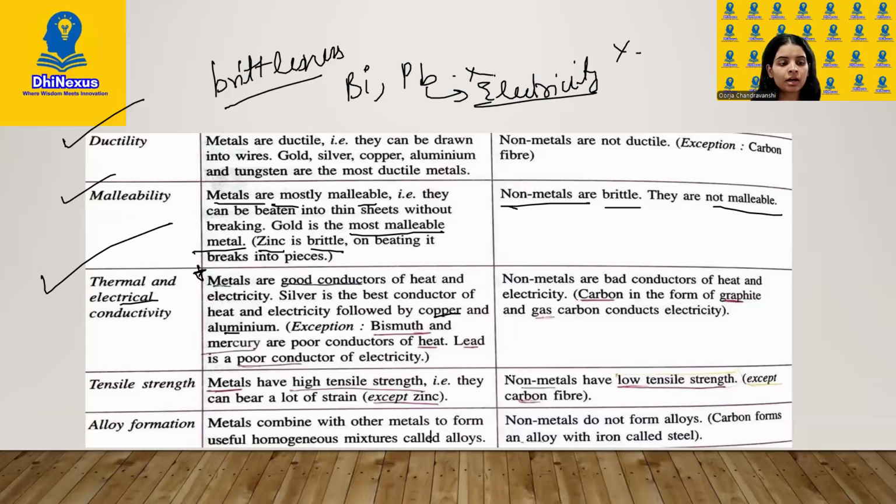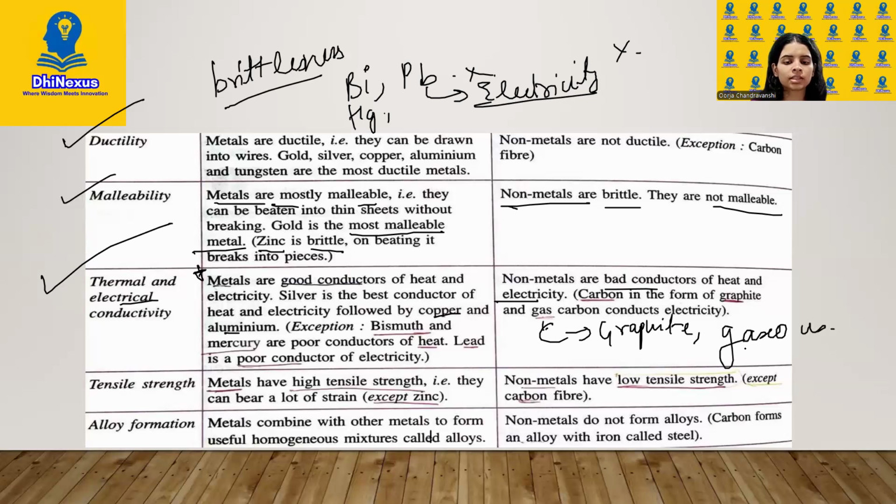Don't get confused. Mercury, bismuth, these are poor conductors. A student once asked me, why do we call mercury a poor conductor of heat, although it is used in a thermometer? It is a poor conductor of heat, not that it does not conduct heat. Poor conductor, not very much as compared to iron. So non-metals are bad conductors. Carbon, however, in the form of graphite and in gaseous state is able to conduct electricity.